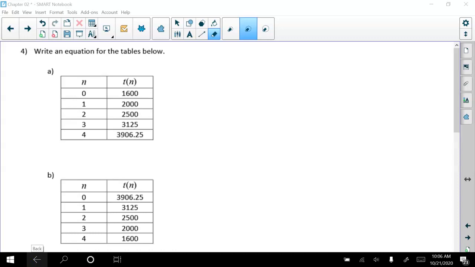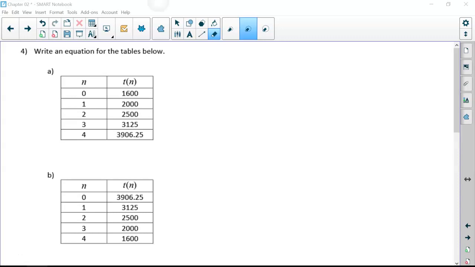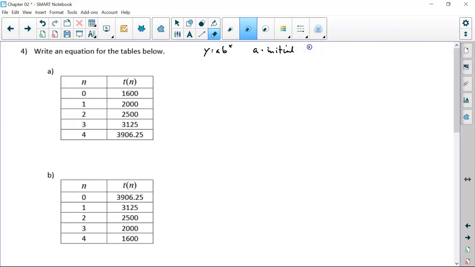Okay, welcome back. We're still in section 216. We're continuing on with more of these geometric sequences. Remember, geometric are exponential. They're in that form of y equals a times b to the x. A is our initial, and b is our multiplier.